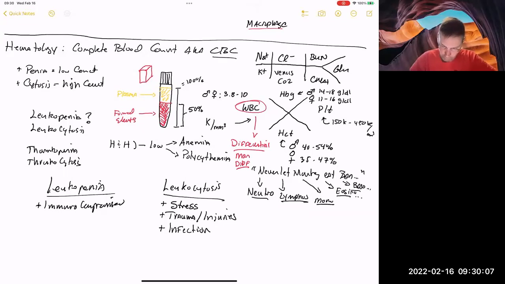So what we're going to do is specifically talk about the neutrophils. If you have leukocytosis, look at the manual diff and the neutrophils. If the neutrophils are elevated, they're normally about 50 to 80% of the total white blood cells. If the neutrophil count is above 80%, you're going to look and see what kind of neutrophil is actually elevated.